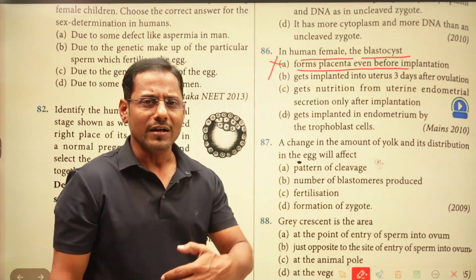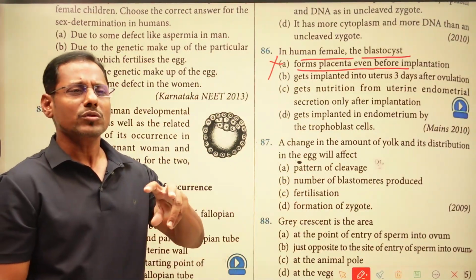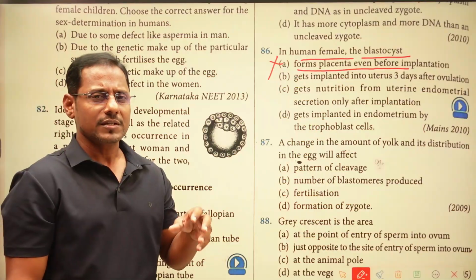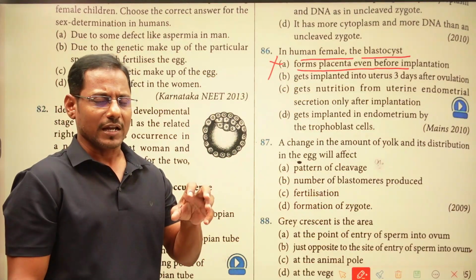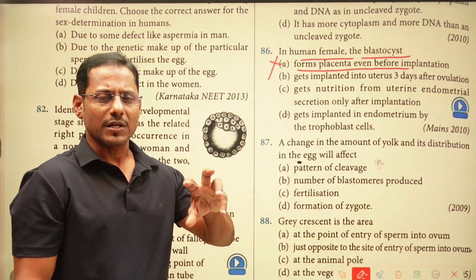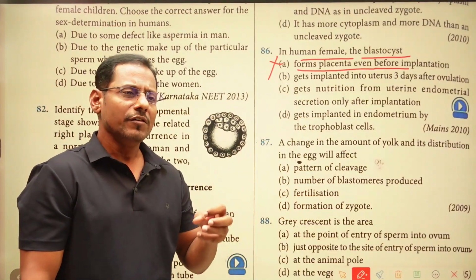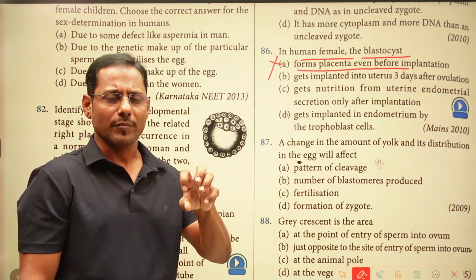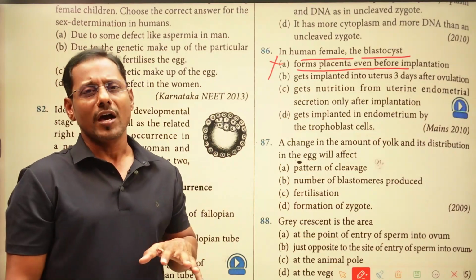After the implantation, around the 3rd month or after 12 weeks, the outermost layer which is present, which we call the trophoblast, develops finger-like projections, which we call chorionic villi.